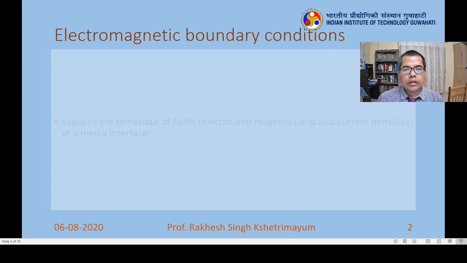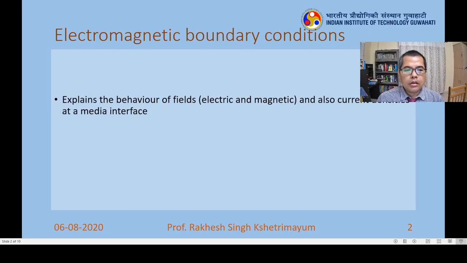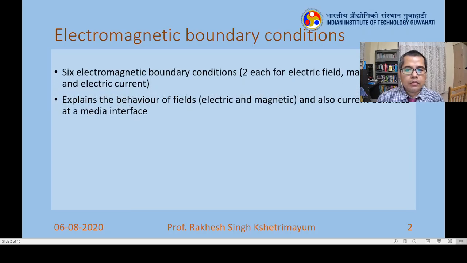So how many electromagnetic boundary conditions are there? We have 6 of them. 2 electromagnetic boundary conditions for electric field, 2 for magnetic field, and 2 for electric current. So in total we have 2 plus 2 plus 2, 6 electromagnetic boundary conditions.